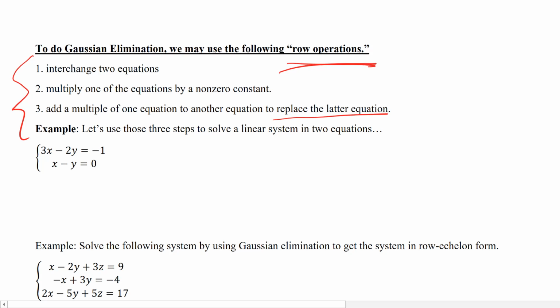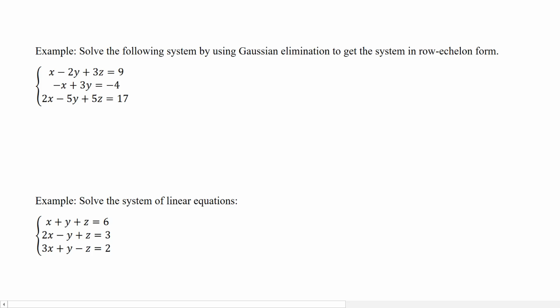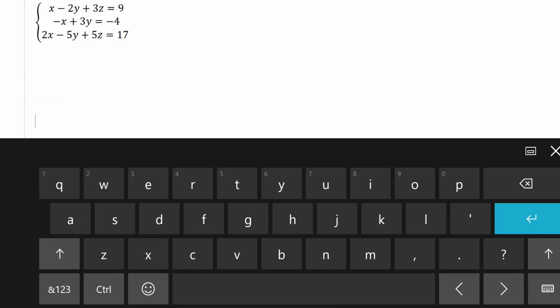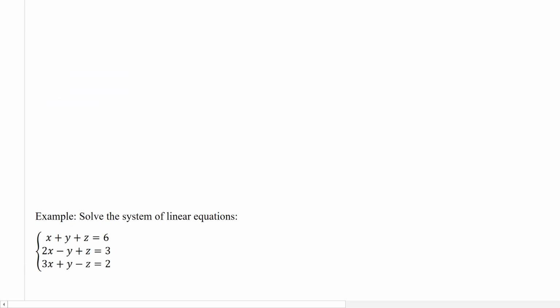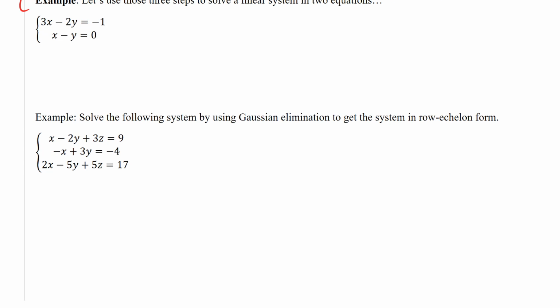All right, so I'm going to skip the 2 by 2 because you already really know how to do that. Let's look at this 3 by 3 system and solve it. Okay, so the first thing we're going to do is just make sure that everything is lined up so that your x's are in one column and your y's are in the second column and your z's are in the third column, and then your constants are in the final column. So we'll just rewrite it and line everything up.